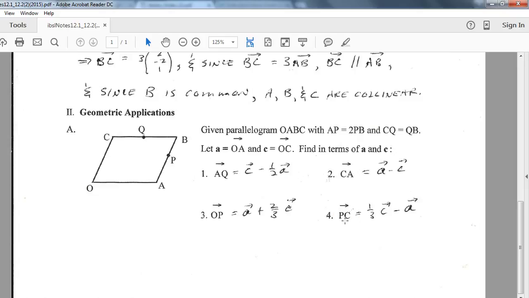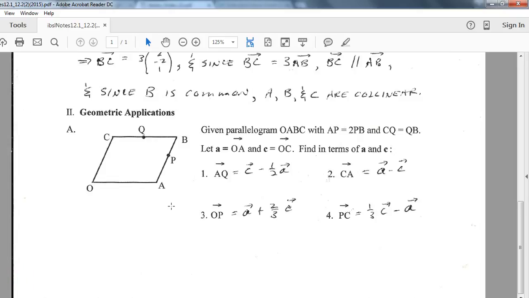But this is one of those concepts you're sure to be tested on. If you have a hard time filling those in in terms of A and C or whatever vectors they give you, come see me for help. These are ones that you definitely want to practice. Let me know if this is something I can go through with you. I'd be happy to help and go through some extra problems with you.